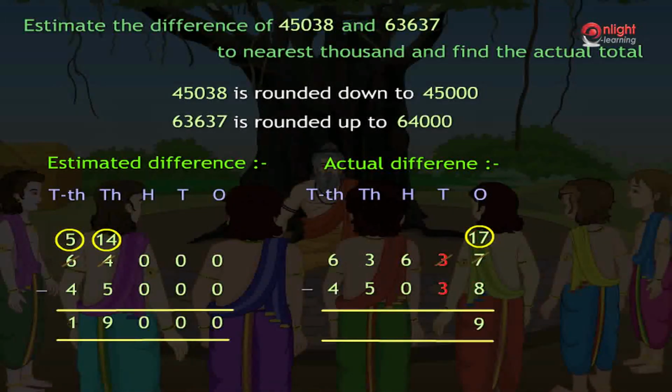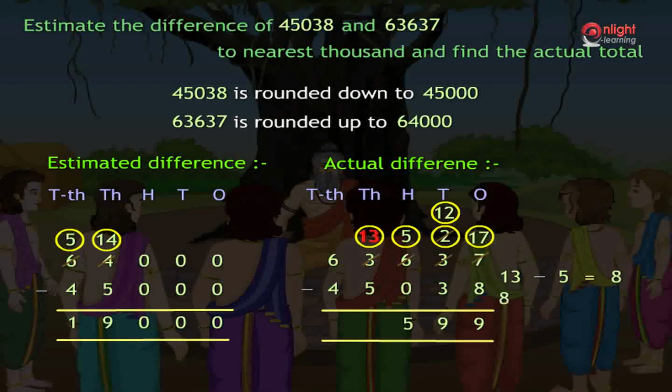In tens place there are 2 tens. Again grouping, we get 12 tens. So subtracting 3 tens from it, we get 9 tens. And now in hundreds we have 5 hundreds. Subtracting 0 hundreds, we get 5 hundreds. Now in thousands place we have 3 and 5. As 5 is greater than 3, so regrouping, we get 13 thousands. Now subtracting 5 thousands from 13 thousands, we get 8 thousands.